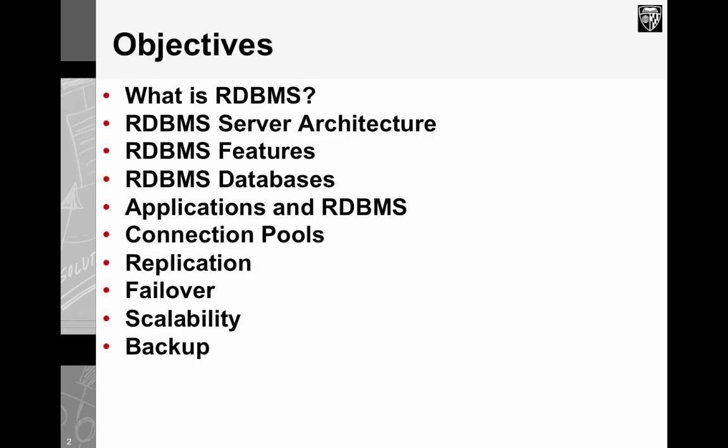So what are the objectives? In this section, we will look at what a relational database is, we'll define it. We look at the RDBMS server architecture. Then we look at the features of a relational database. We look at various relational databases that are there in the marketplace. And then we'll look at how applications connect to relational databases. Especially we'll look at connection pools. Then we'll look at replication, failover, scalability, and backup in relational database systems.